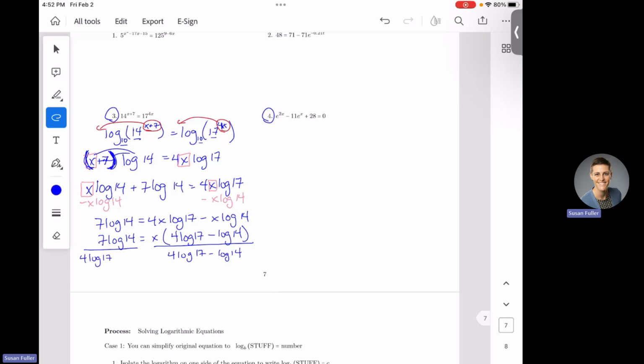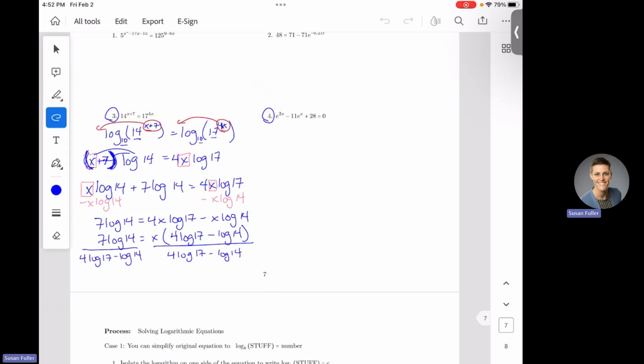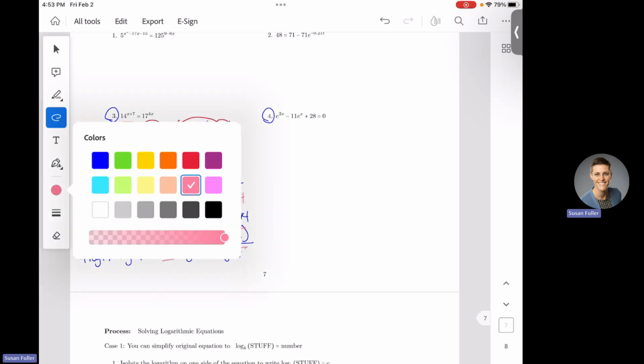4 times the log of 17 minus the log of 14. When we do that, these guys cancel, and I'm just left with x over here. And so x is equal to 7 times the log of 14 divided by 4 times the log of 17 minus the log of 14, right? All of this equals x. But I want to put that in my calculator. That way I can get a number out.